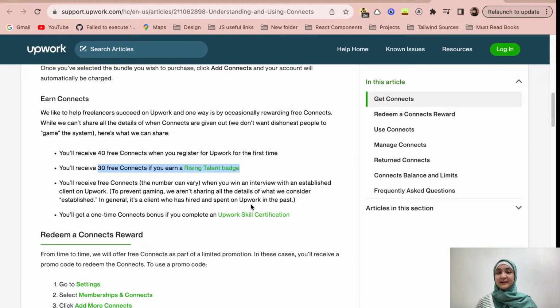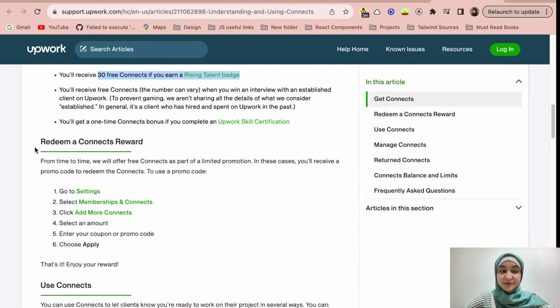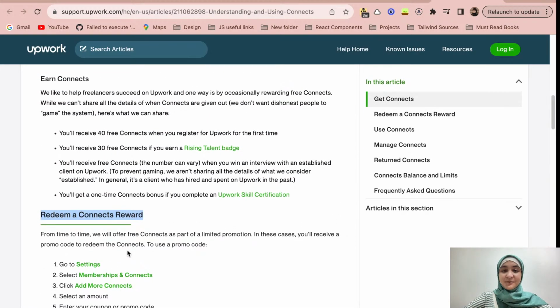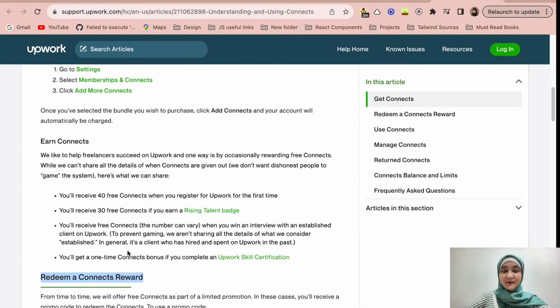But there is another way, through events. If you are active on Upwork, Upwork will reach out and invite you to different online events they are organizing, and if you attend those events, they will give you 10 or 20 connects. They will basically give you a redemption code which you can use to redeem some number of connects. You can go through this section if you get the redemptions. We know there are specific ways you can get connects.